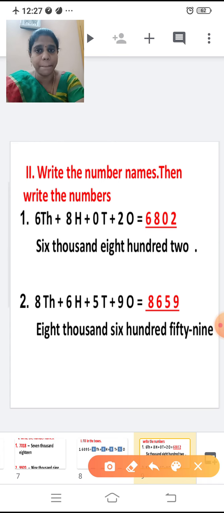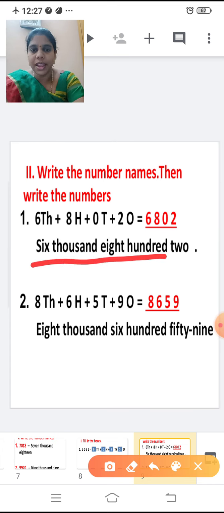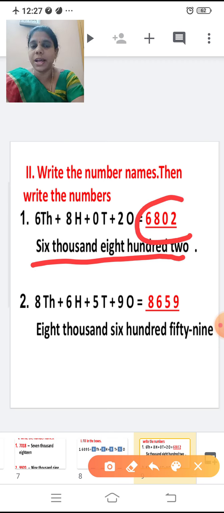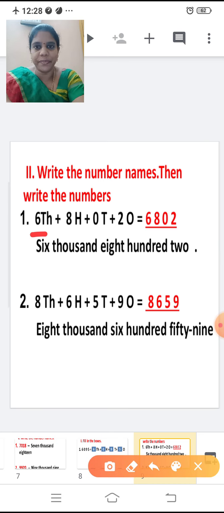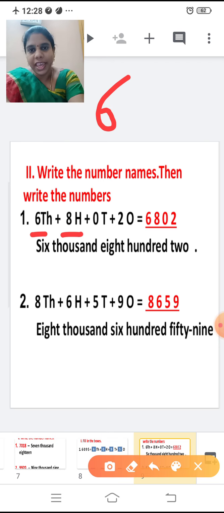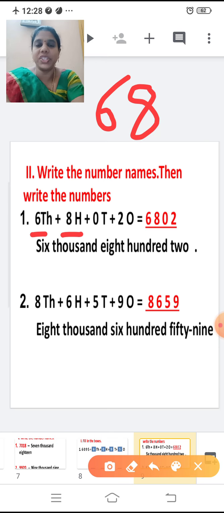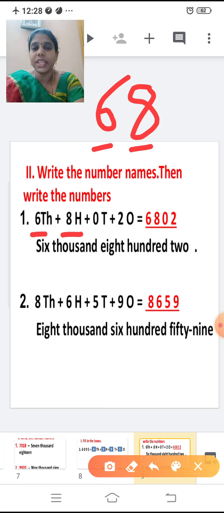Now write the number name. I think you all know how to write the number name. Then write the number. This number also we are going to write. Now how many thousands do we have? 6,000, right? And how many hundreds do we have? 800. Read the first, 6 TH. TH means 1000, right children? 6,000. 8H, 800. 0 tens. So there is nothing in the tens place. We have 0 tens and 2 ones.